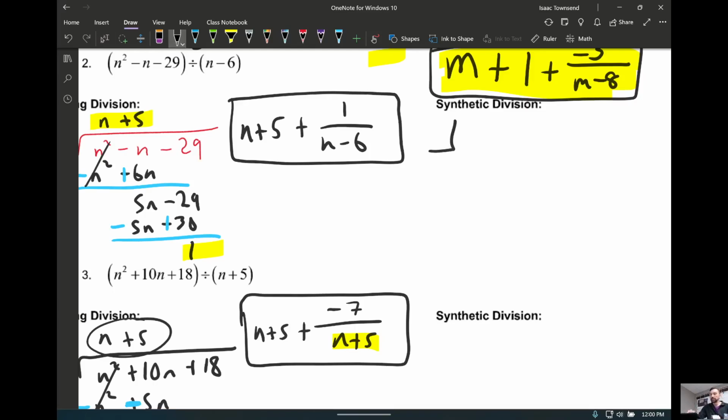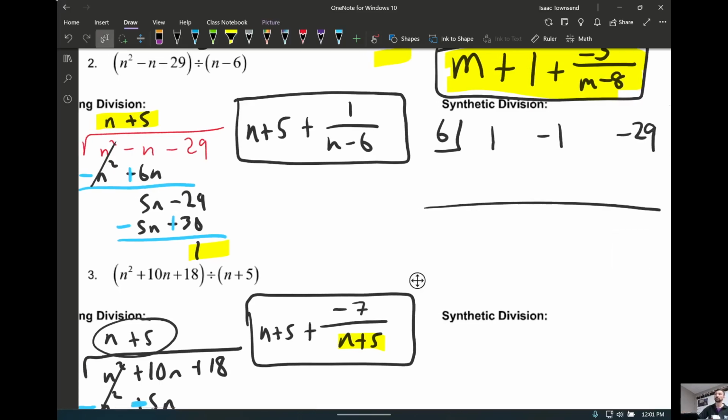So, n minus 6, the divisor, equals 0 at positive 6. That's what I'm going to put in the little box here. I have to list off the coefficients in decreasing order. So I've got 1n squared, minus 1n, and a minus 29. Everything has to be in perfect position for synthetic. Again, if there was no n's, you have to put a placeholder of 0. Okay, but then the algorithm takes about 5 seconds to do the whole thing.